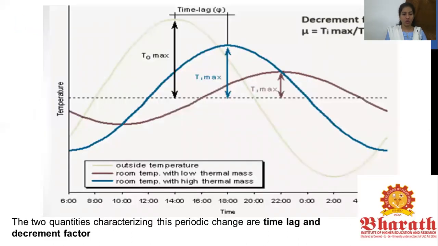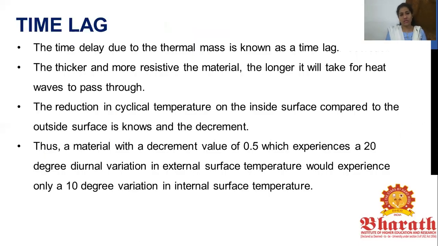So the two quantities that characterize this periodic change are your time lag and your decrement factor. So what exactly is your time lag? The time lag is nothing but the time delay due to the thermal mass. The thicker and more resistive the material, the longer it will take for the heat waves to pass through. The reduction in the cyclical temperature on the inside surface compared to the outside surface is known as the decrement. Thus, a material with a decrement value of 0.5, which experiences a 20-degree diurnal variation in the external surface temperature, would experience only a 10-degree diurnal variation in the internal surface temperature.